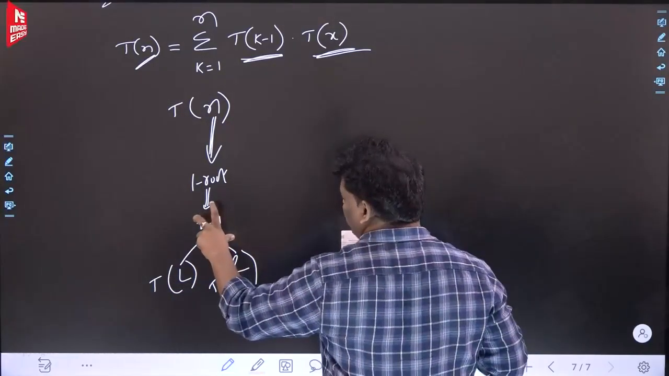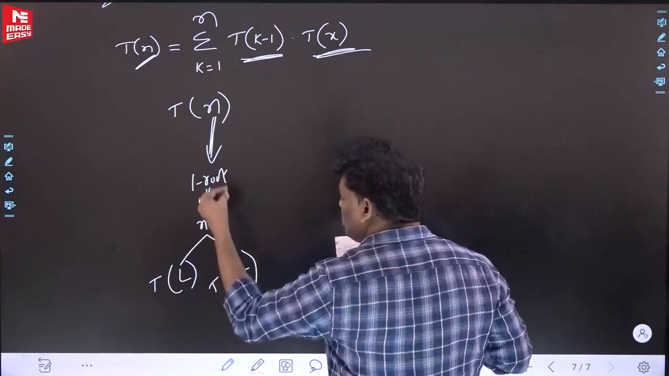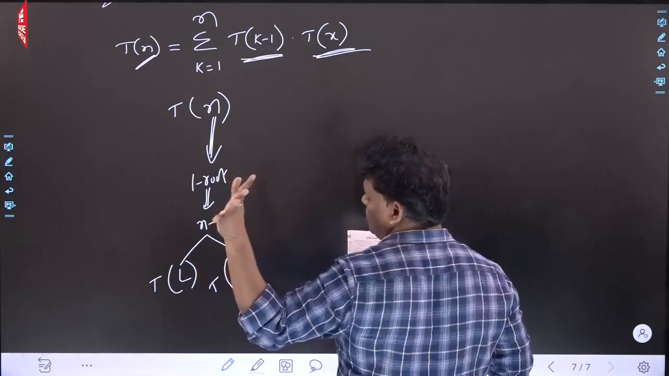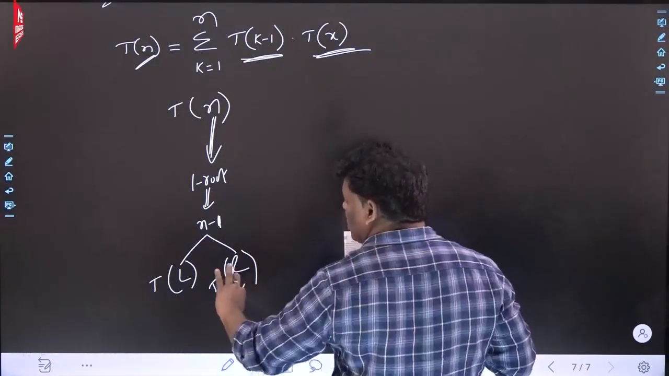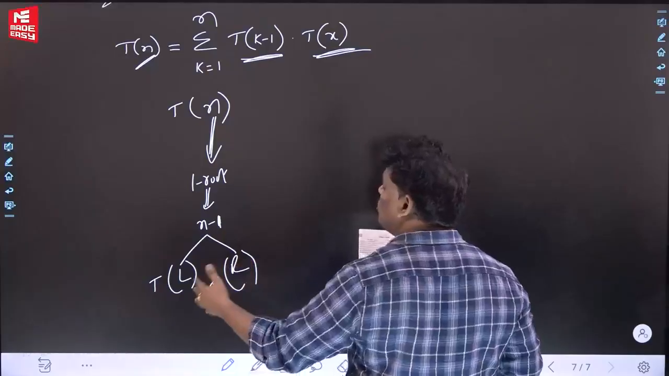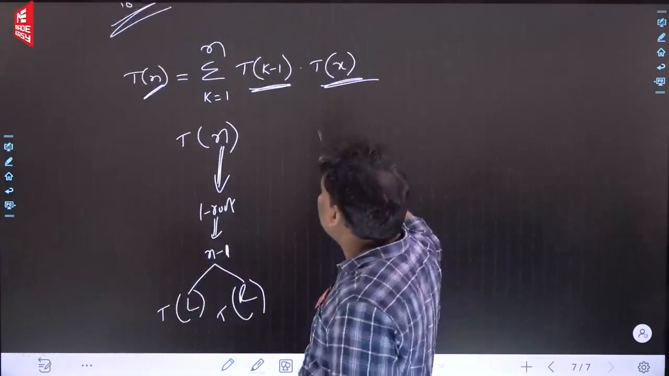N minus 1 people, left how many? Sometimes keep 0, sometimes keep 1 node, sometimes keep 2 nodes. Every possibility you have to cover. So n minus 1 people are divided into left and right. Left also covers all possibilities, right also covers all possibilities, then you will get the total BSTs. Now some people are asking, what is this k minus 1?